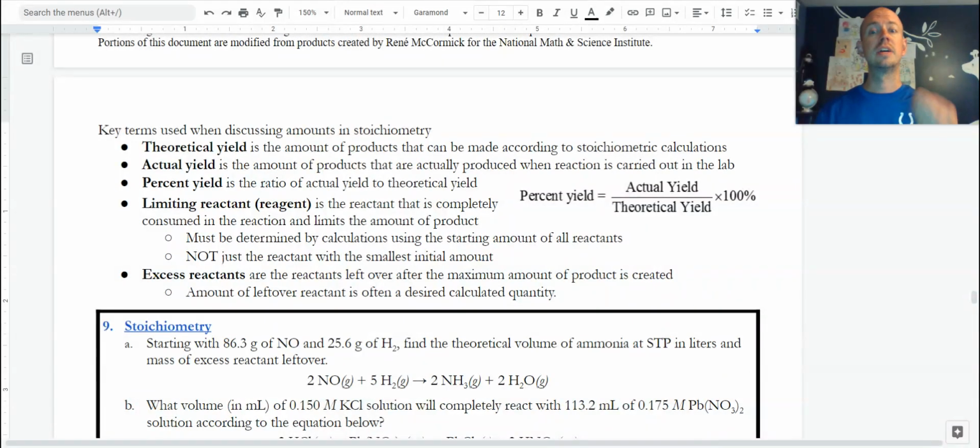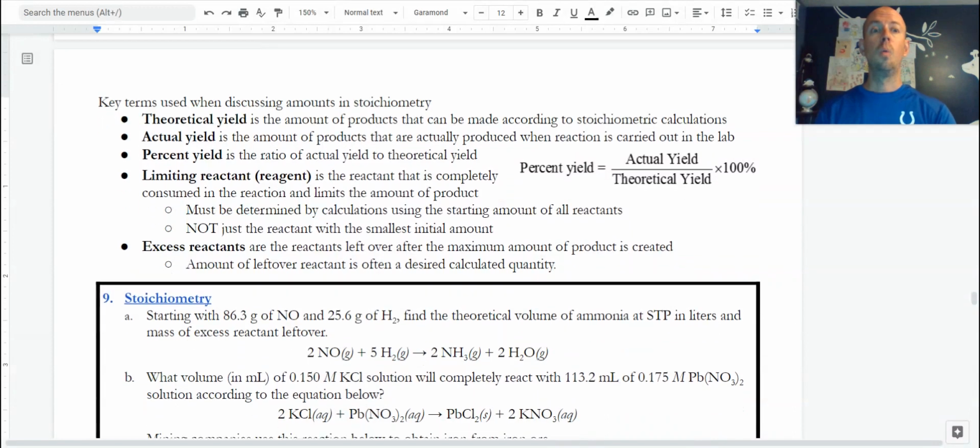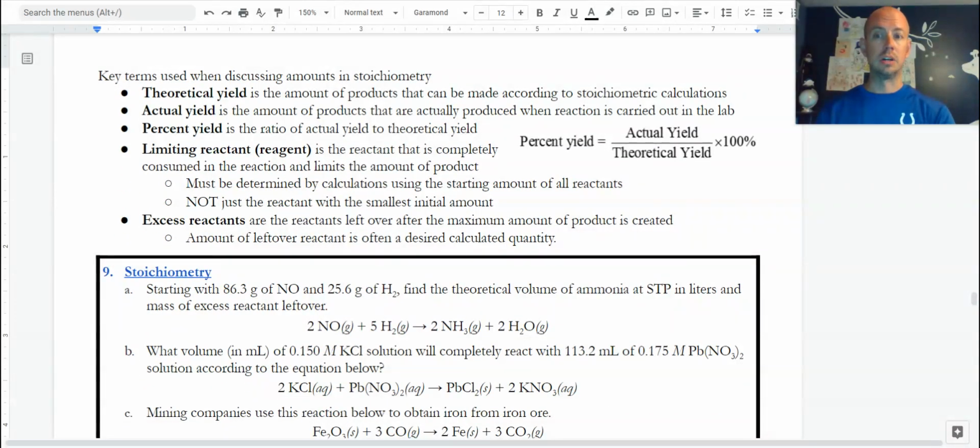Build these skills, see the same things over and over, see them in different forms, start at point A, get to point B with all of these skills. When we were doing that, there were some key terms.